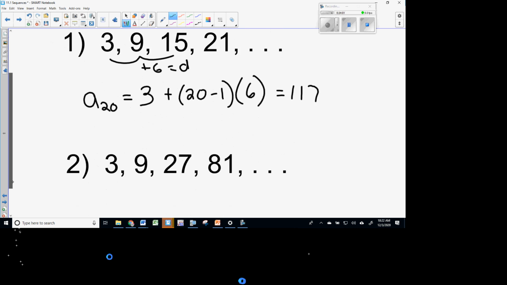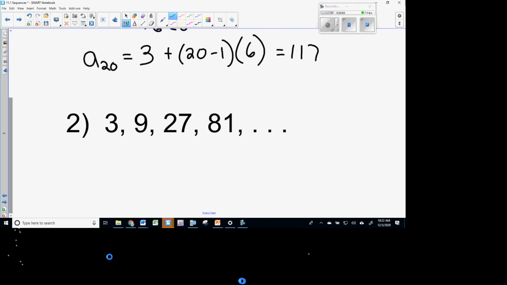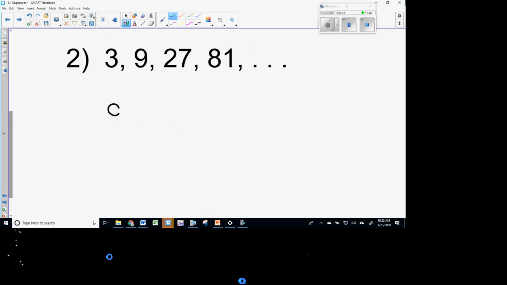What about 3, 9, 27, 81? Geometric, so we're going to find out. One of the things with geometric, going back to when you did exponentials, what do I multiply by here, by the way?